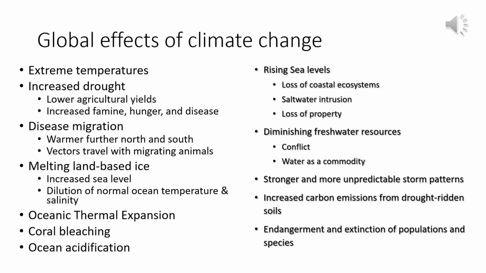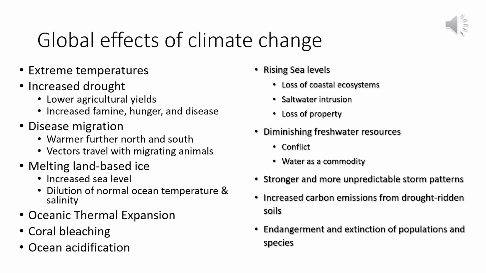Thermal expansion of the ocean, where they absorb heat, and when things become hotter, the molecules separate from each other, expanding them, making them bigger. This can impact sea levels. You also have coral bleaching, where changes in pH and temperature of ocean water cause corals to lose the symbiotic organisms that live on them. They lose their color and eventually will die.